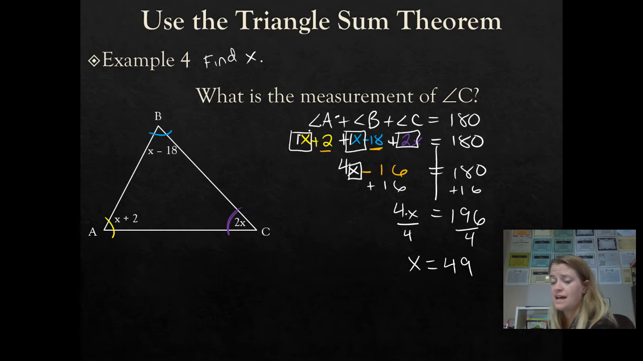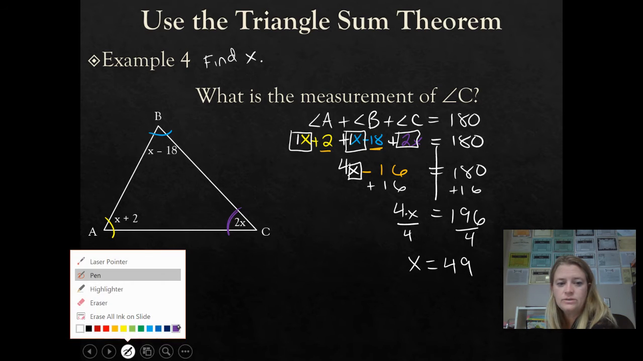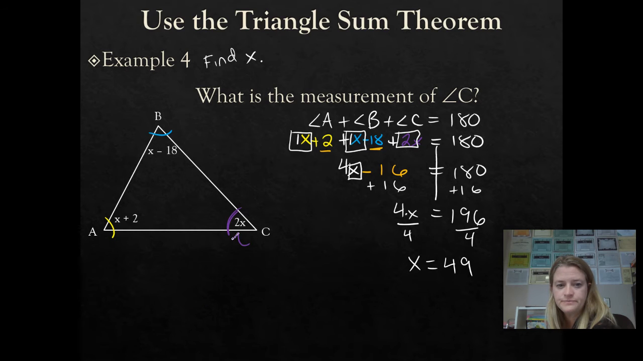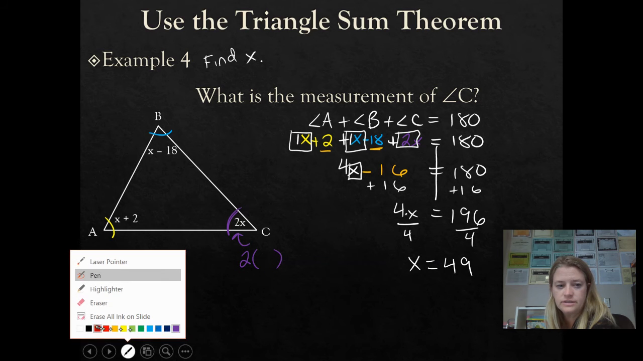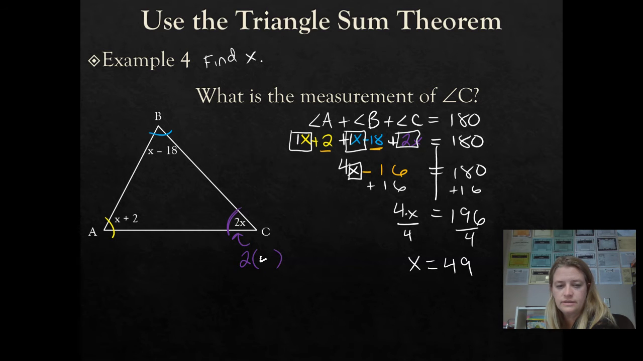But it doesn't ask us just to find x. We need to actually find the measurement of angle C. So now that we know what x is, we can go ahead and use this angle right here and go 2 times our x, which was 49. So we know that angle C is going to be equal to 98 degrees.